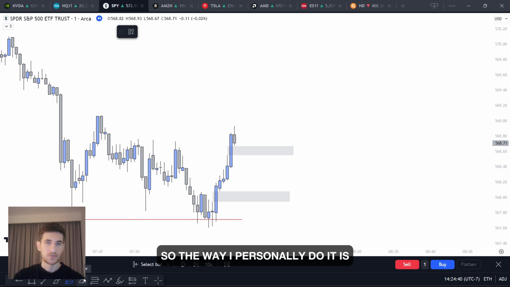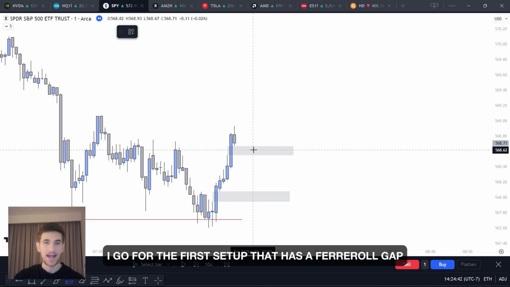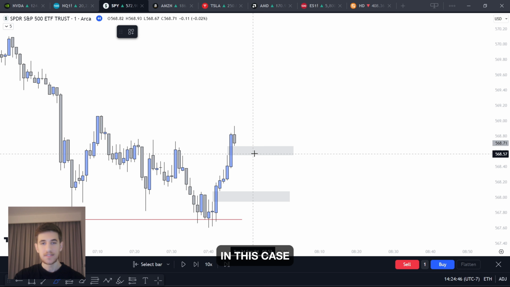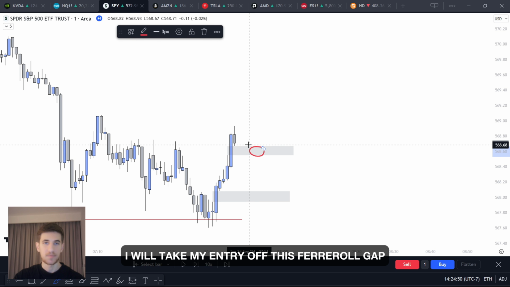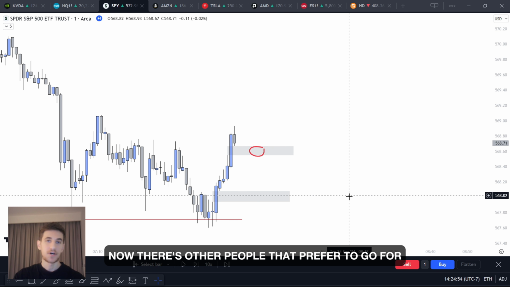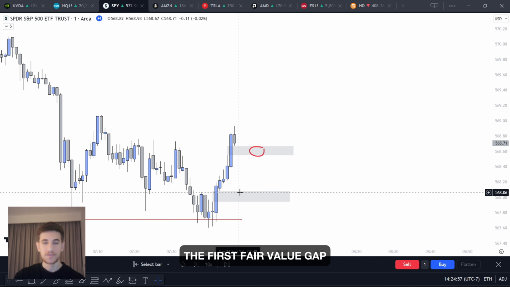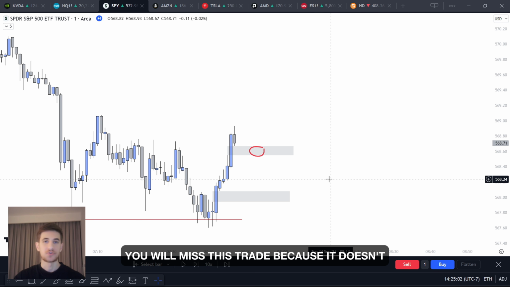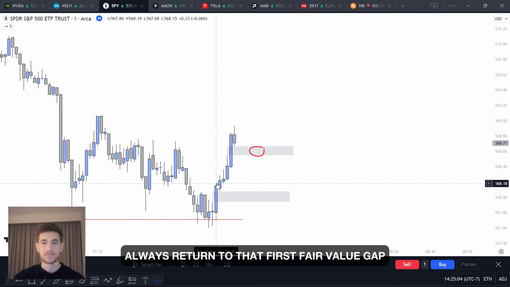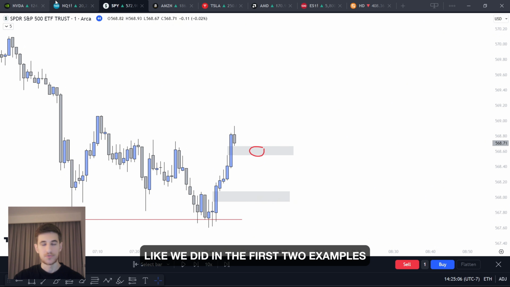The way I personally do it is I go for the first setup that has a fair value gap that tests. In this case, I would look to play the last fair value gap. If price respects this one, I will take my entry off this fair value gap. Now there's other people that prefer to go for the first fair value gap after the liquidity sweep. But again, a lot of the time you will miss this trade because it doesn't always return to that first fair value gap like we did in the first two examples.